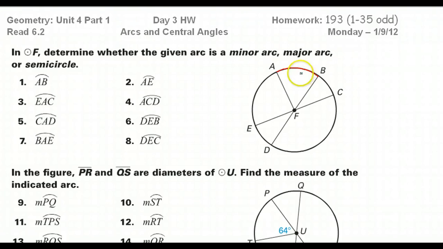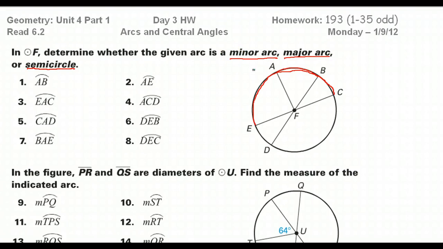There are different kinds of arcs. First of all, let me talk about a semicircle. Of course, the root semi means half, and so a semicircle is half of a circle. So if I talk about an arc that is exactly 1/2 of a circle, like this, that's a semicircle. Now, anything bigger than a semicircle is a major arc. Anything smaller than a semicircle is a minor arc.